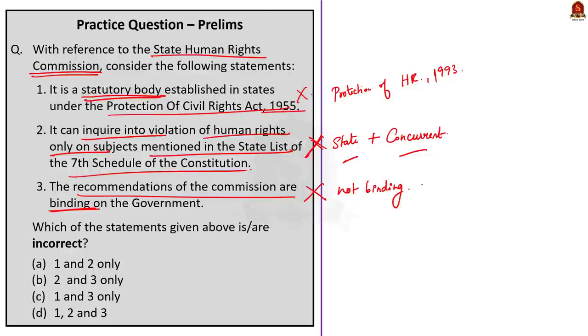Look carefully what has the question asked. The question has also asked for the incorrect statements. We found that all of the three statements are incorrect. So, the correct answer to this question is option D, 1, 2, 1, 3. Now, moving on to the final question.